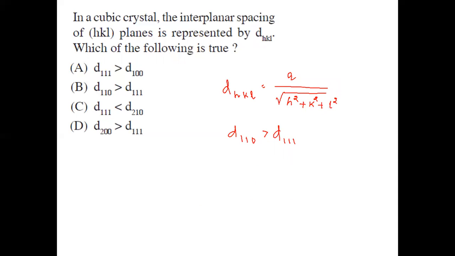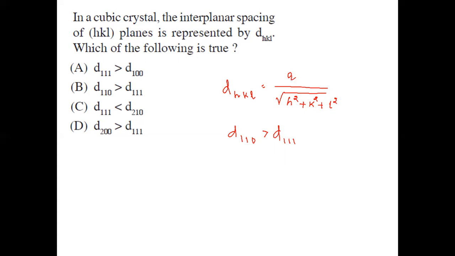In this last problem, in a cubic crystal, the interplanar spacing of the hkl planes is represented by d_hkl. We denote the interplanar distance. Which of the following is true? This is the expression we will use to find the interplanar distance. As it is cubic, all sides are the same, so we take this to be a. When the sides are different, we take each a and divide by each of these hkl values and calculate individually. For the cubic system, we can write d_hkl is equal to a by root of h square plus k square plus l square.